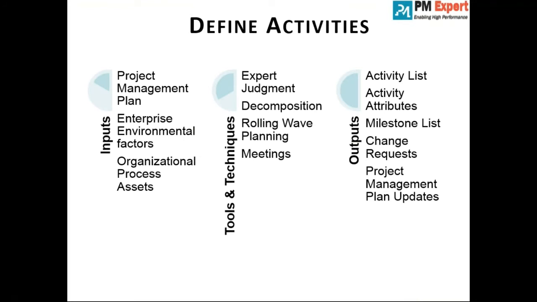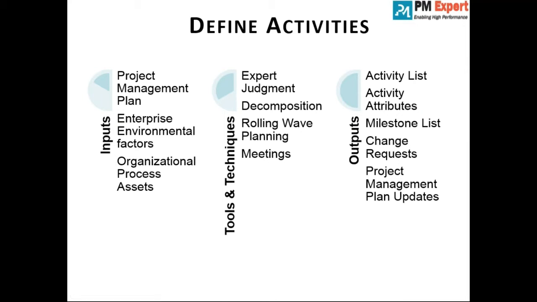Now, listen very carefully. This is a process where you will take the lowest level deliverable. What is the lowest level deliverable? The work package of the work breakdown structure, and you will decompose the deliverable into granular activities. Now, the list of activities will be called the activity list. Apart from the activity list, can you see activity attributes also as an output here?